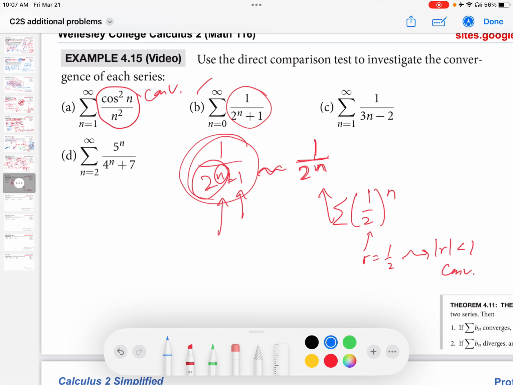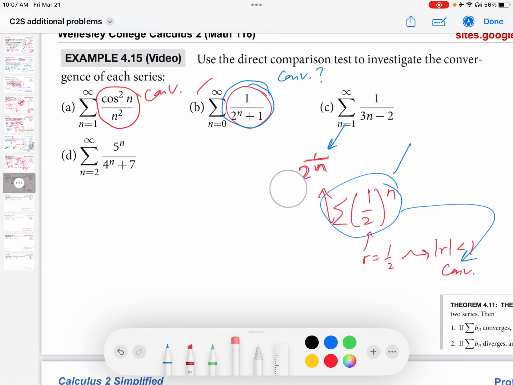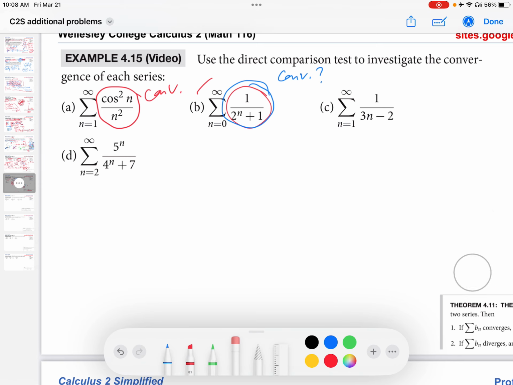So what I'm sensing here is that this series is not a geometric series, but eventually it becomes indistinguishable from a geometric series that converges. So I think that this series is going to converge. Moreover, I'm going to try to use this geometric series to establish that result using the direct comparison test.